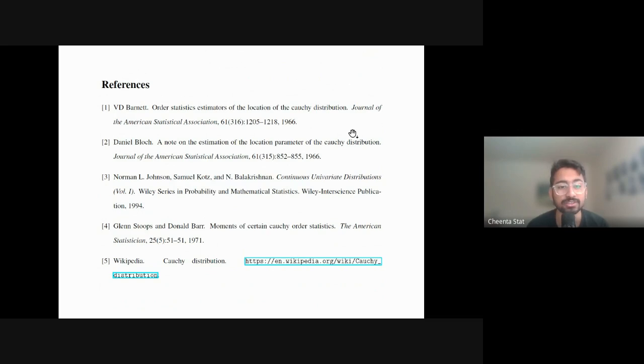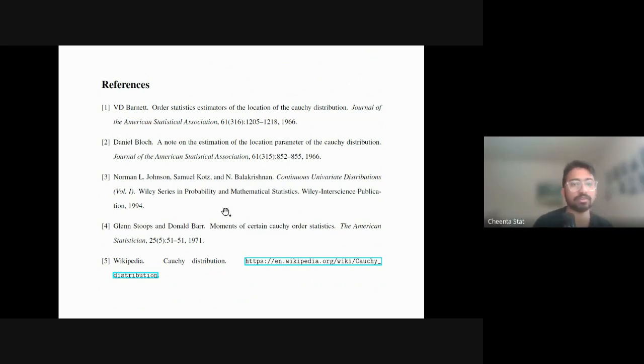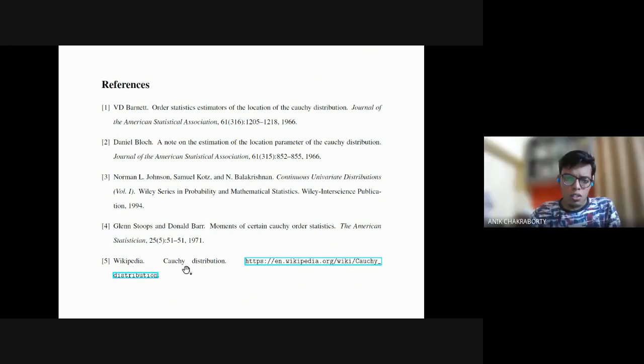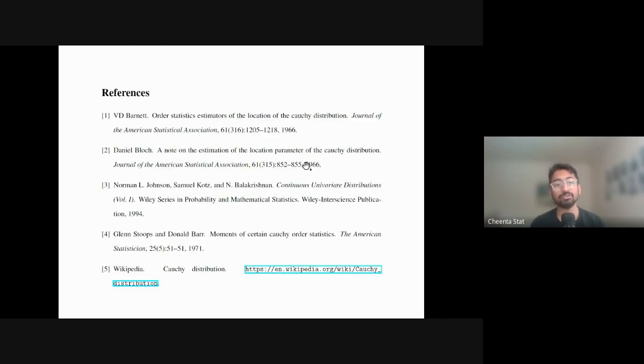So you have referenced Barnett and Lewis's work, and Johnson's and Donald Barr's work. That's great. The book by Johnson, Continuous Distributions, Balakrishnan, Samuel, and our all-favorite Wikipedia. You're right, it's a super good place. So thank you for this.